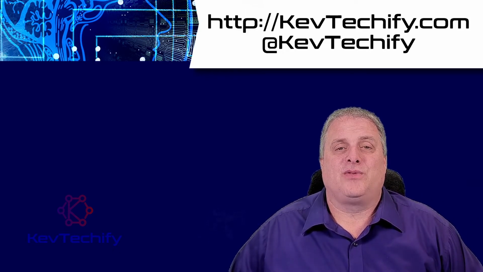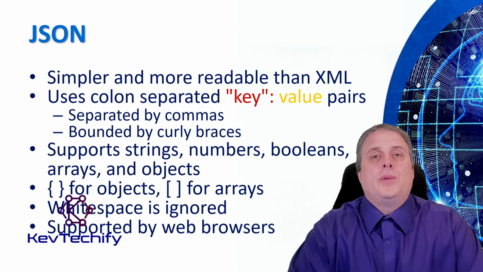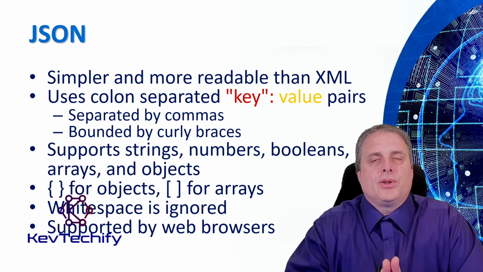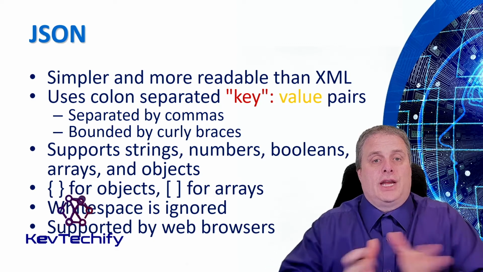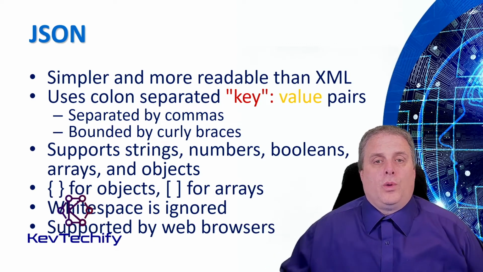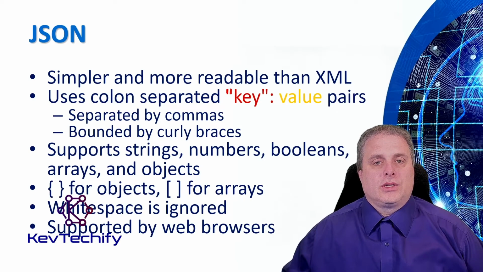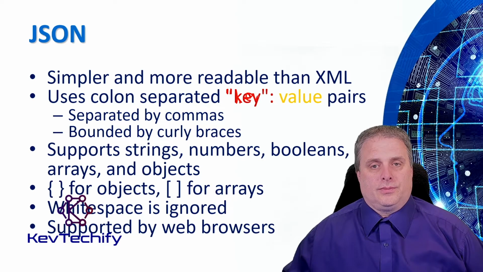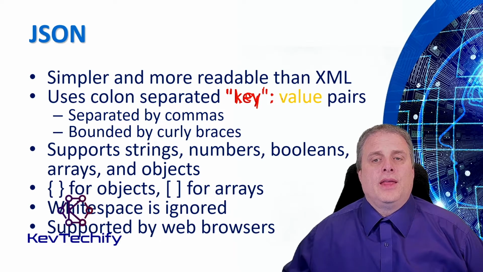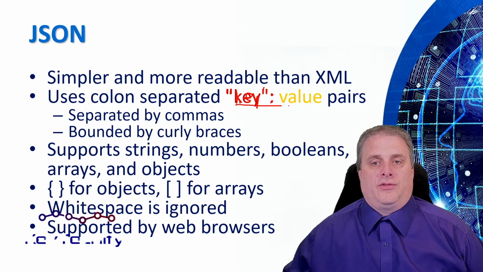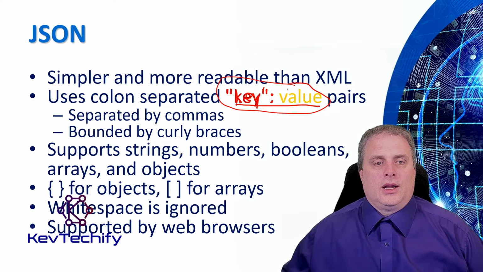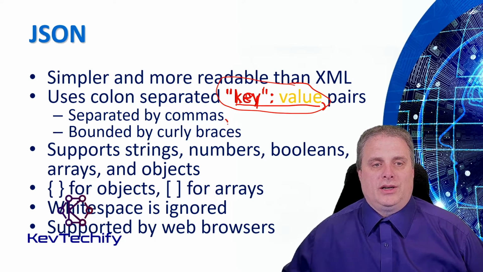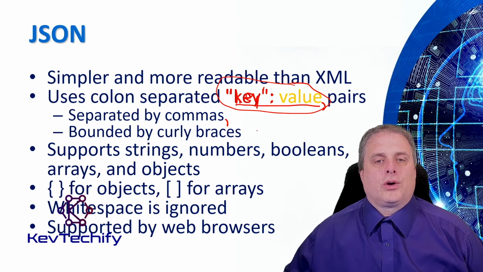A lot of people say JSON is simpler and more readable than XML. The format for JSON is we put the key inside of quotes. So we put the key here inside of quotes. Then we put a colon. Then we put the value after that. And so this constitutes this pair here. It is separated by comma. So if there was a second value, there'd be a comma after it. And they're bounded by curly braces.